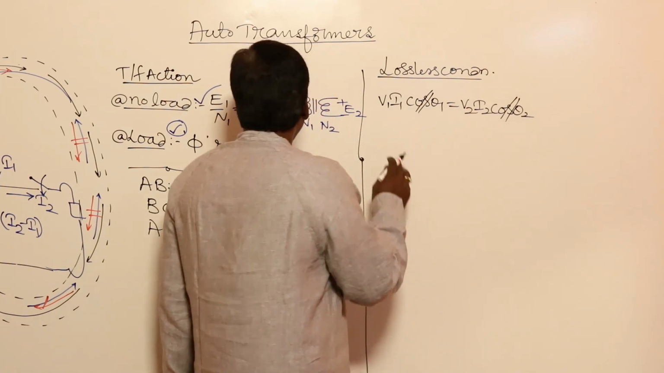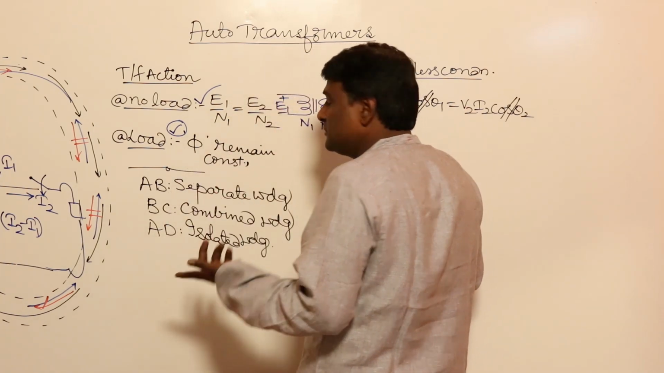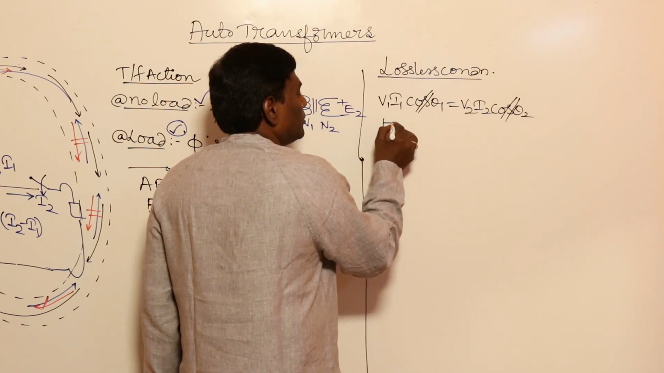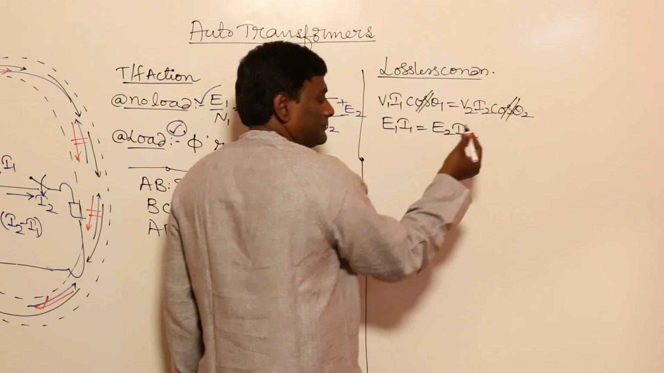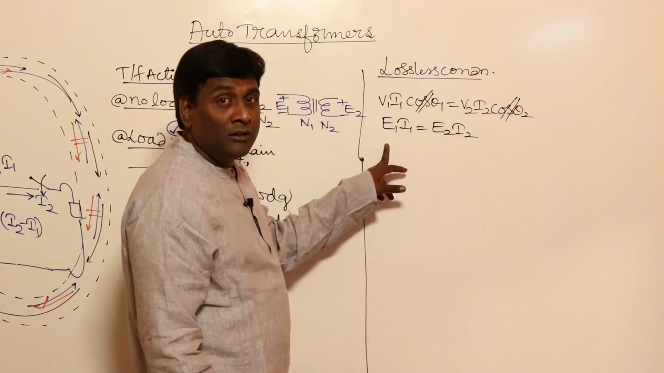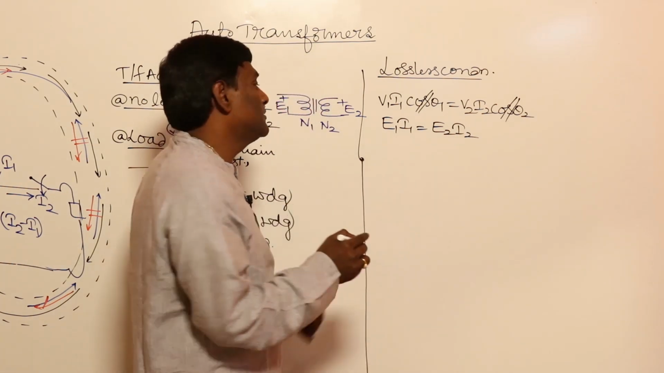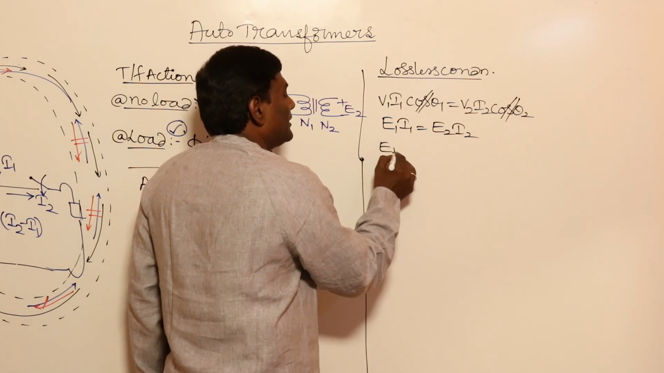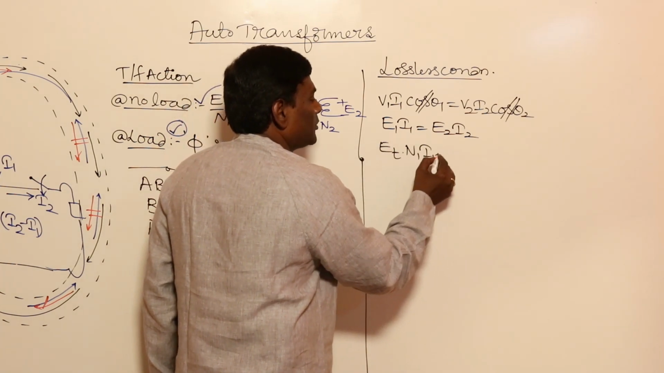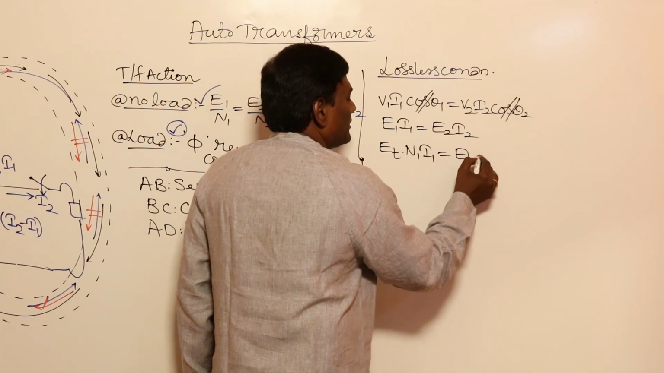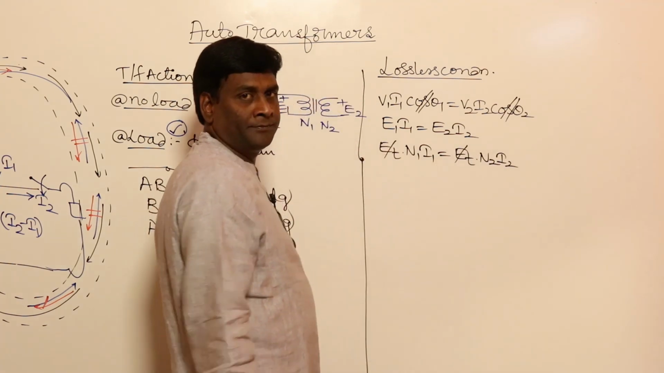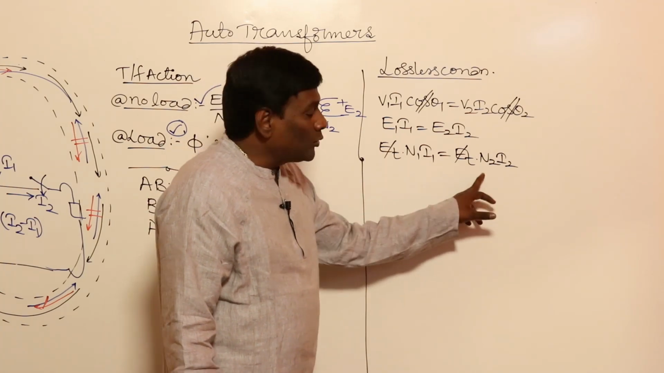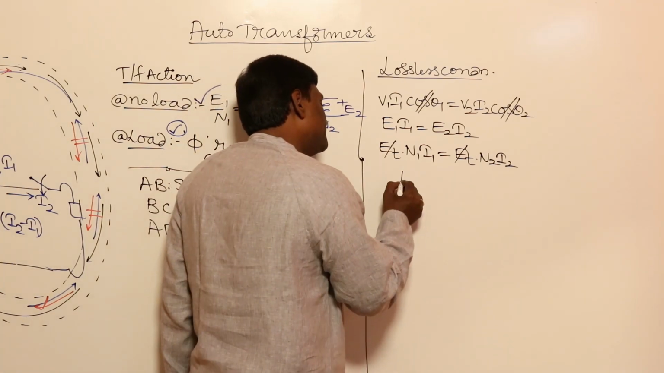Under that condition, what is V1 here? V1 is nothing but E1. So E1 I1 equals E2 I2. What is E1? EMF per turn into number of turns. So EMF per turn into the number of turns in primary, N1 I1, equals EMF per turn into N2 I2. EMF per turn, EMF per turn. Okay, N1 I1 equals N2 I2.